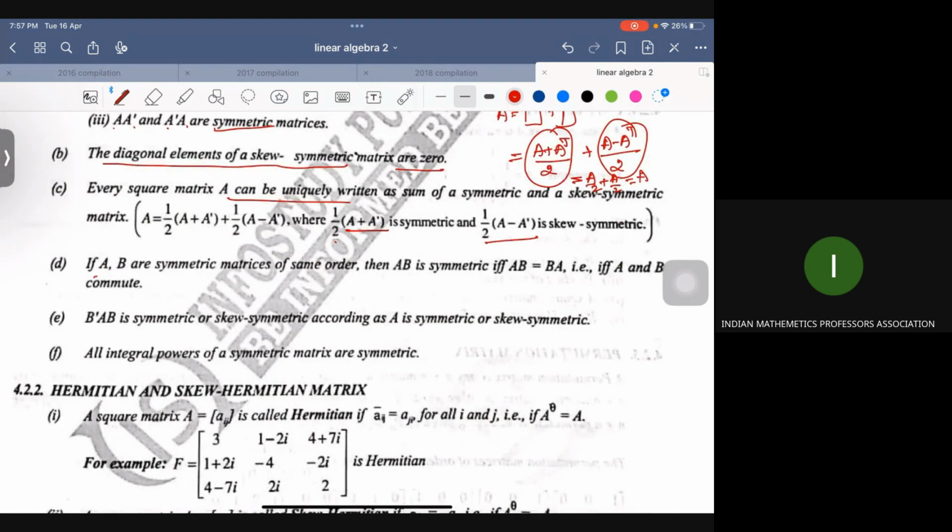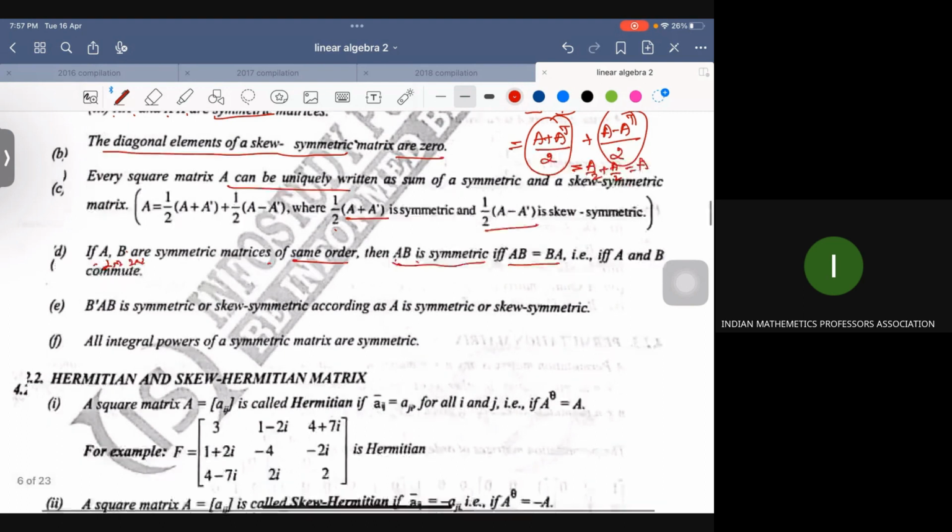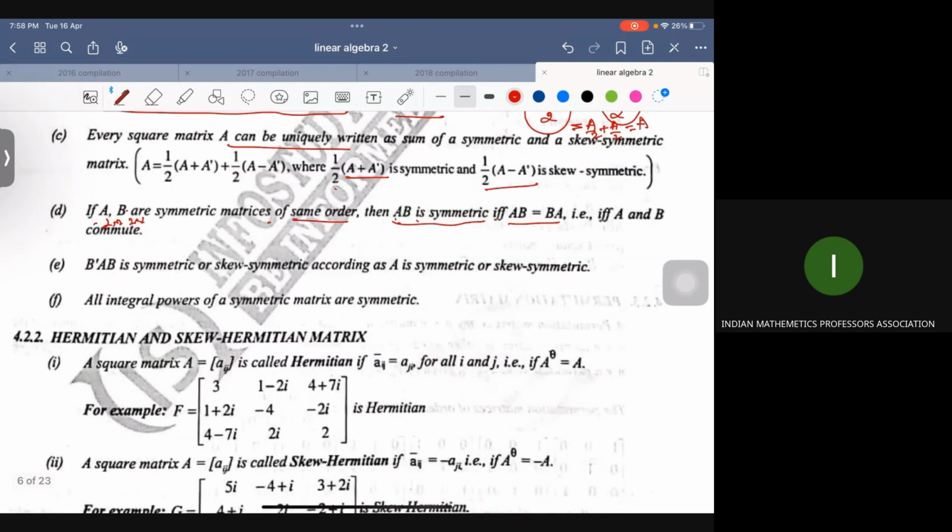If A and B are symmetric matrices of the same order, then AB is symmetric if and only if AB is equal to BA. For example, if A is of order 2 by 2 and B is also 2 by 2. Let us take this condition. Here A and B are given as symmetric matrices. Let us assume AB is symmetric.